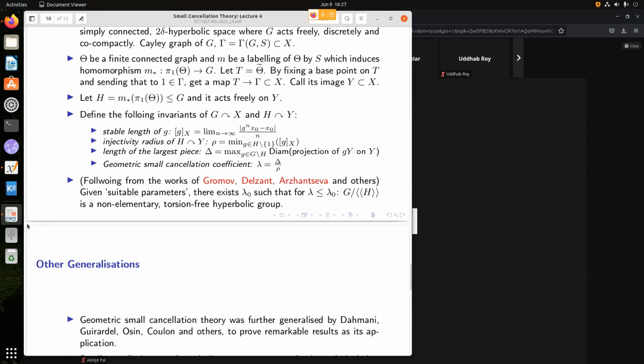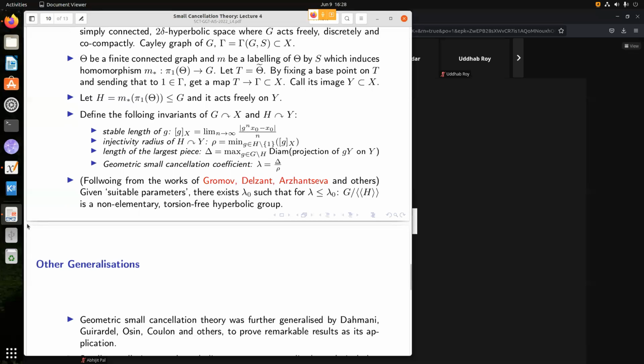Now the length of the largest piece is also defined the same way. Here it is a little more general: instead of taking the intersection of those two, we are taking the maximum. We remember that we are always interested in the length of the largest piece. So maximum of what? These are essentially our relators. Keep that in mind. So we are taking the maximum of the projections corresponding to g's coming from outside of H. We are taking the projection of gY on Y. That is the length of the largest piece in this context.